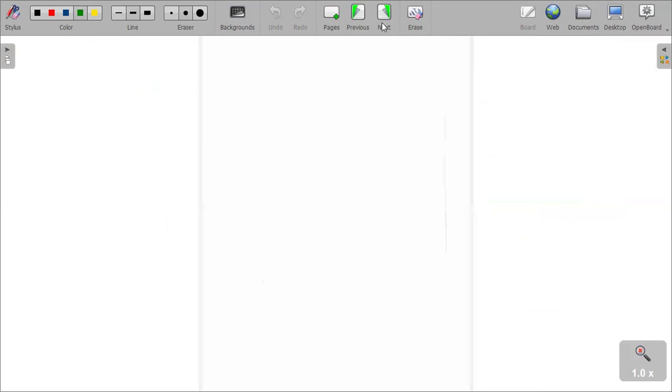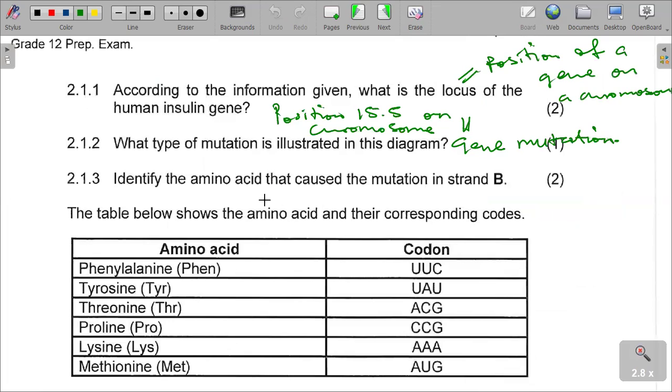So our question is saying, identify the amino acid that is caused by this mutation in strand B. If you look at it like I've illustrated, this results in methionine, that you can see there. Even on our key it is written as Met. It is also written as Met on our key there.